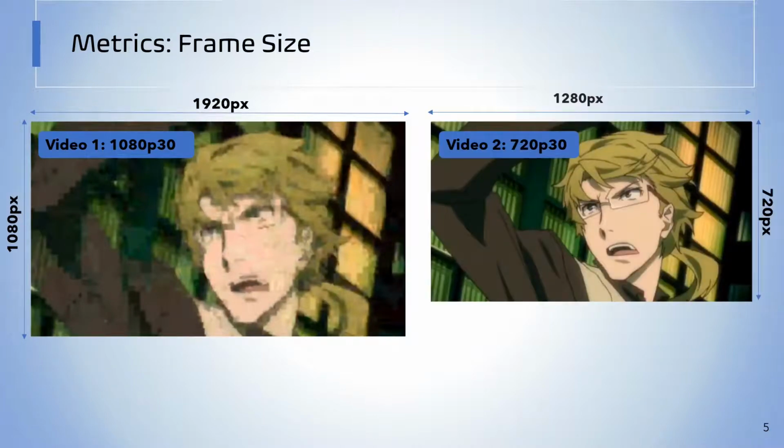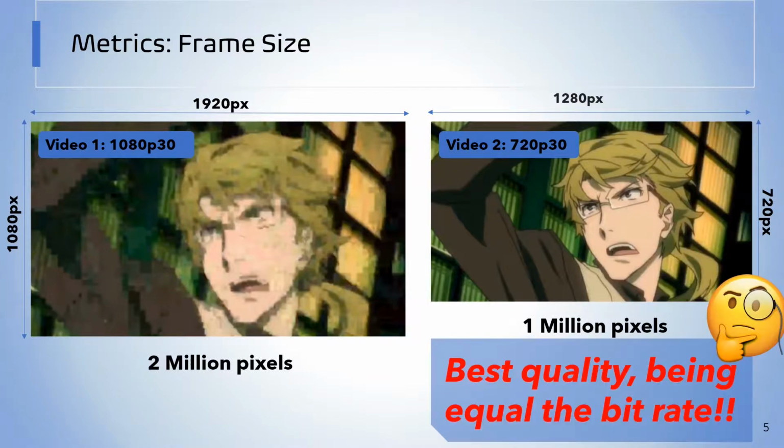Another important metric to consider is the frame size. Let's consider two videos, video 1 and video 2. Both videos are encoded with the same bitrate and frame rate, but they have different frame sizes. The 1080p video has approximately 2 million pixels per frame, while the 720p frame contains about 1 million pixels. Since the two streams have the same amount of frames and bits per second, but different frame size, video 2, the smaller one, will in this case show a better quality.